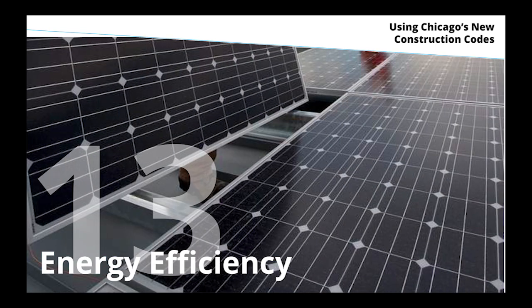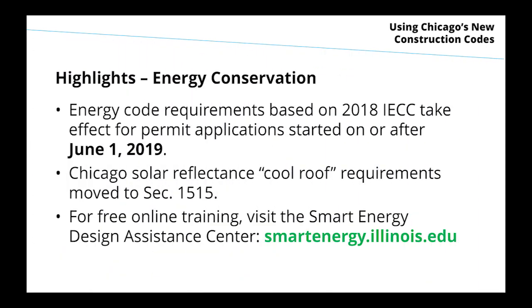So energy efficiency, this is one of the requirements that's going into effect in just a few weeks, June 1st. We will have new forms up on our website, hopefully in a week or two. It takes effect for permit applications that start on or after June 1st. The Chicago cool roof requirements, solar reflectance requirements, are moving to the roofing chapter, but they stay in effect after June 1st. This is one area where we're excited that we're finally going to have an energy code and a building code that are talking the same language once we've fully phased this in.